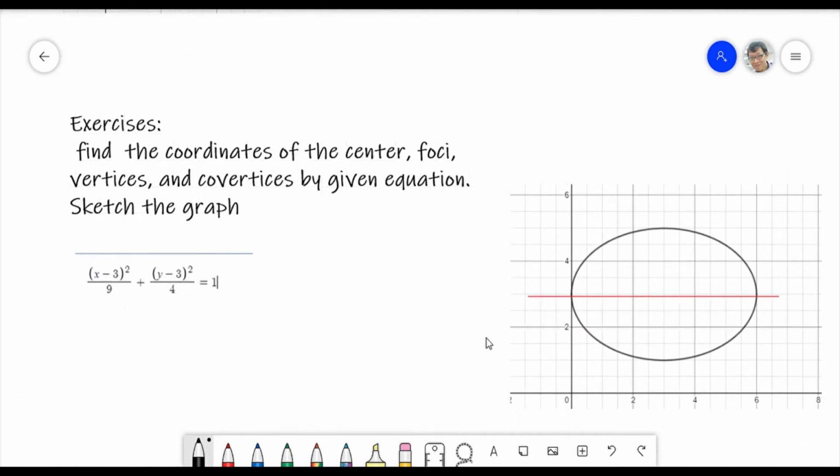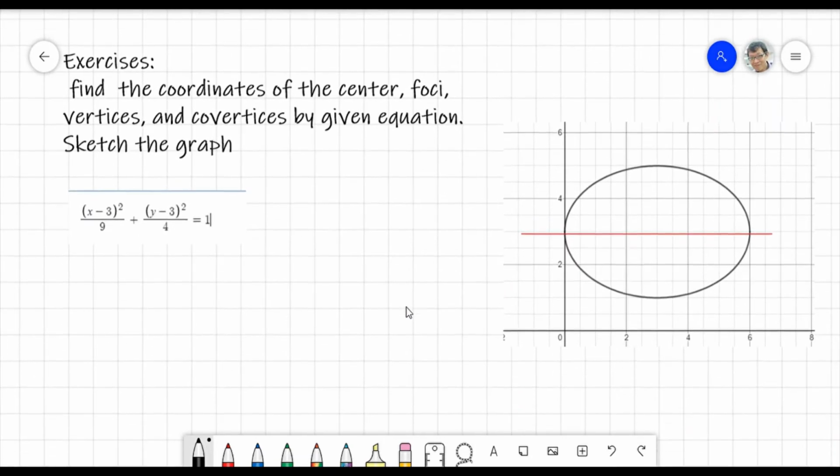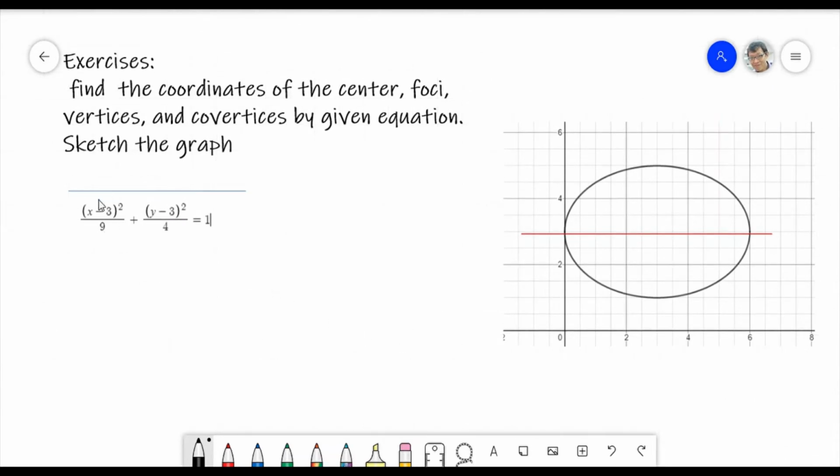So this is the first question. What do we need first, what are we given? We are given a function, sorry, an equation. In fact, it's also a function, but this is the equation of the ellipse. And we need to find the coordinates of the center.